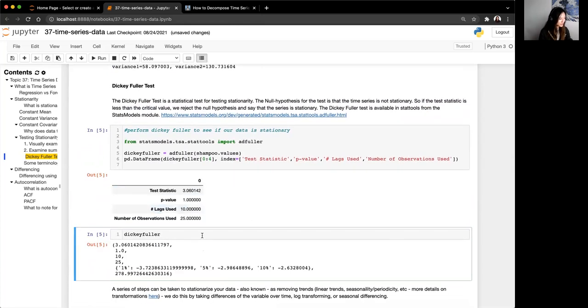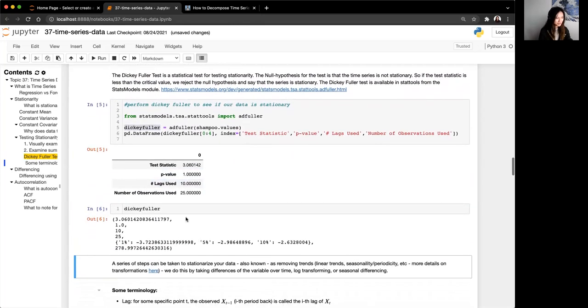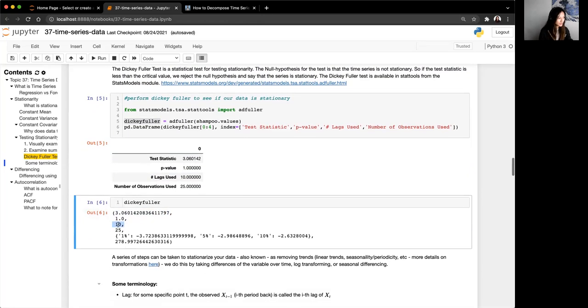Let me run this real quick. Dickey-Fuller, which is over here by itself, gives you a tuple of a bunch of values. So first you have the test statistic, p-value, number of lags used. We'll talk about lags later. Number of observations used, and then these are your critical values of your test statistic. What these correspond to, and how I know this, comes from the documentation. So these are the main things that we really need to look at.